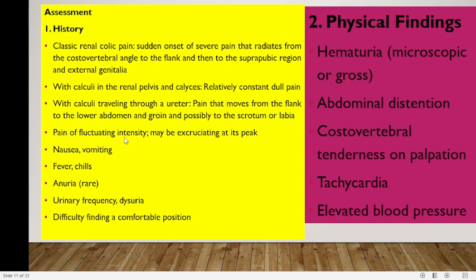We have pain of fluctuating intensity that may be excruciating at its peak. We have nausea, vomiting, fever, chills, anuria, urine frequency, dysuria, being painful urination, and difficulty finding a comfortable position. When they are subjected to examination, what are the physical findings? We have hematuria, abdominal distension, costovertebral tenderness on palpation, tachycardia, and elevated blood pressure.